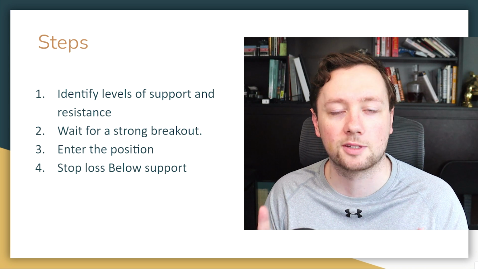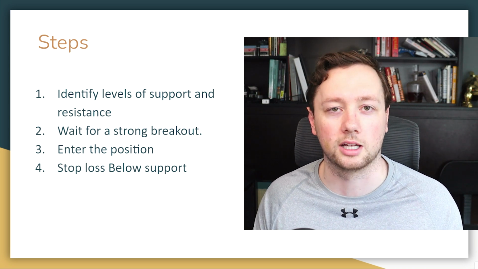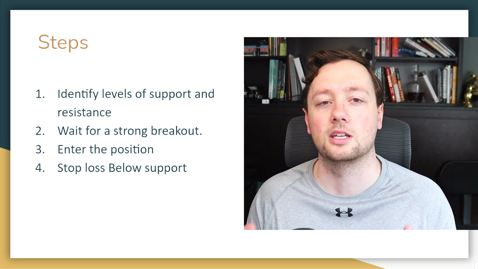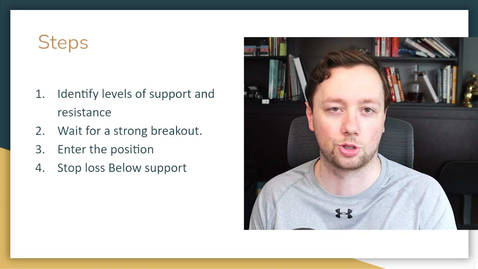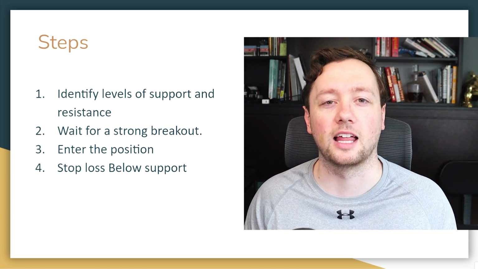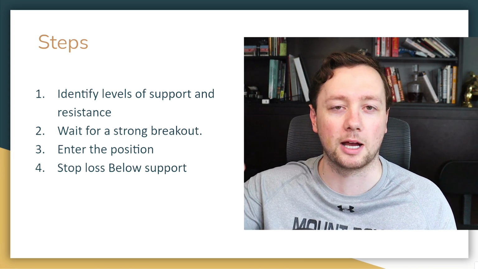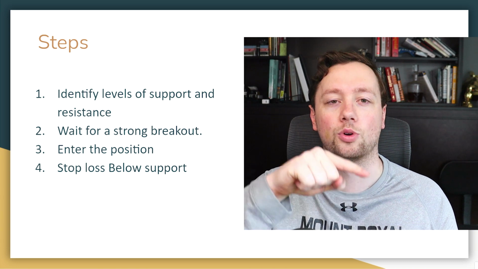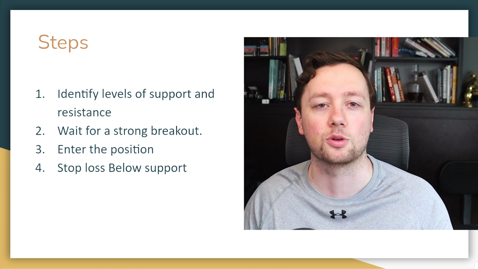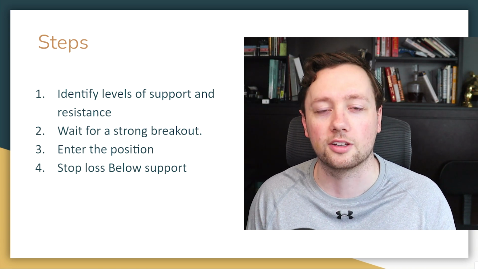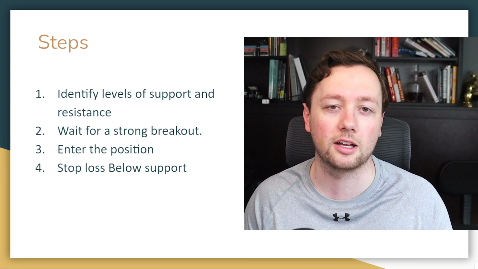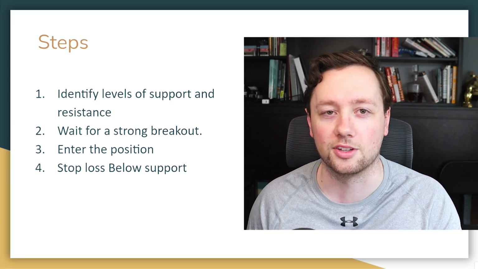Now, the steps for identifying breakouts and trading breakouts. I'm going to give you 4 easy steps that you can use and apply to your real life trading. Number 1 is that you have to identify levels of support and resistance. This could be a horizontal price line where the price keeps bouncing. This could be a trend line where you're seeing consecutively higher highs or lower lows. That is what we're looking for. You need to draw that out using technical analysis. You need to identify that in the stock that you're looking at.